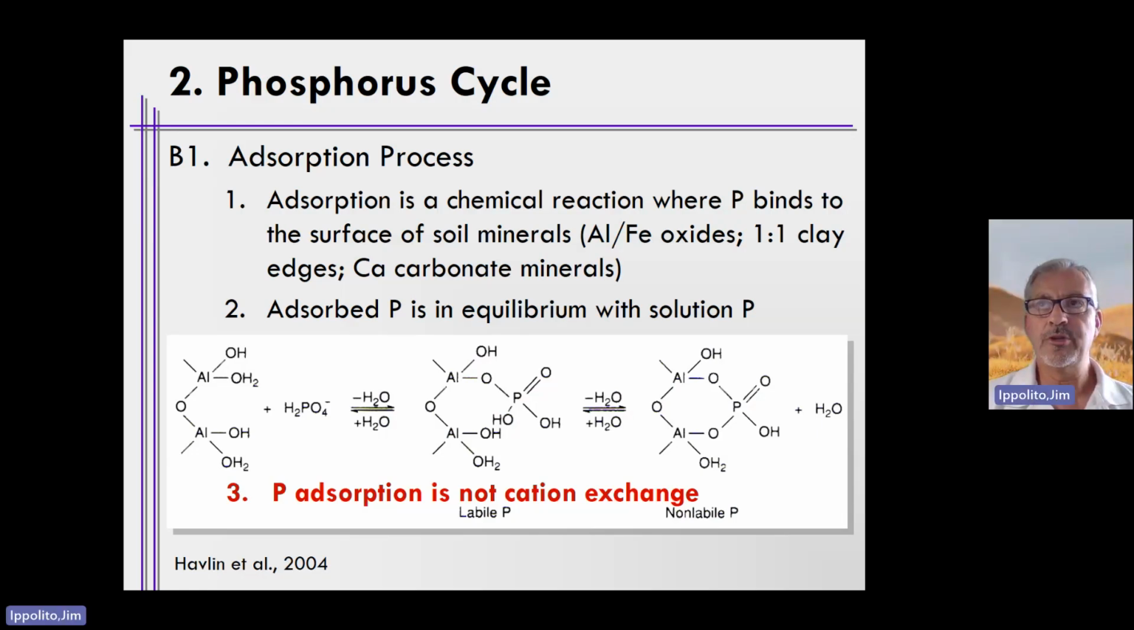Now let's focus some attention on phosphorus adsorption processes in soils. So what is meant by adsorption with a D? Adsorption is a chemical reaction where phosphorus binds to the surface of soil minerals. These could be aluminum or iron oxides, the edges of one-to-one type clays, and calcium carbonate mineral phases that are found in soils. And the adsorbed phosphorus is oftentimes in equilibrium with the solution phosphorus.